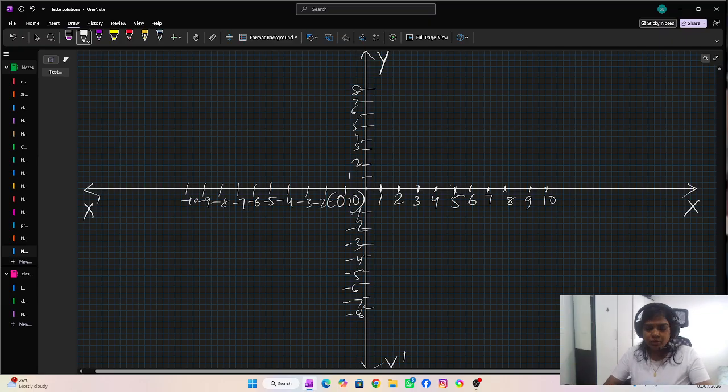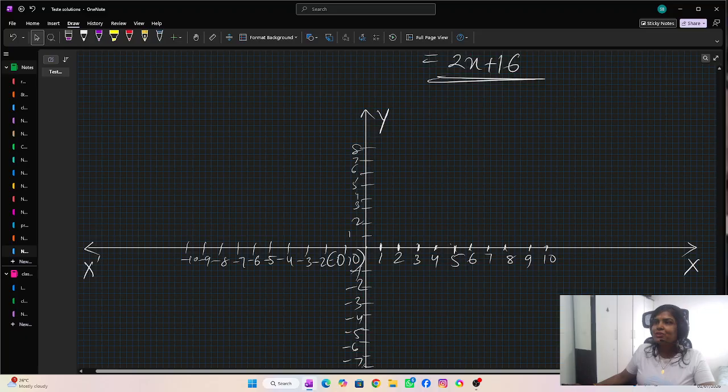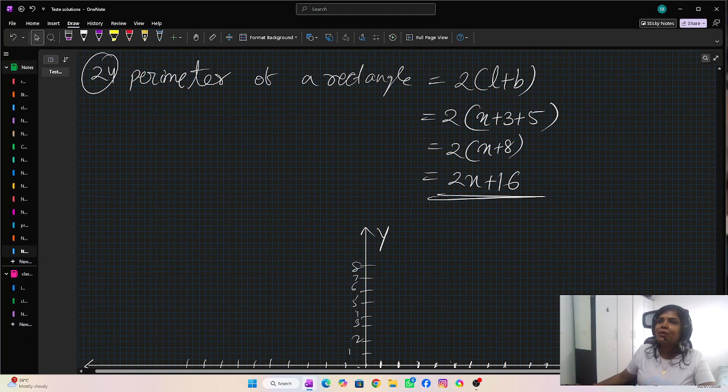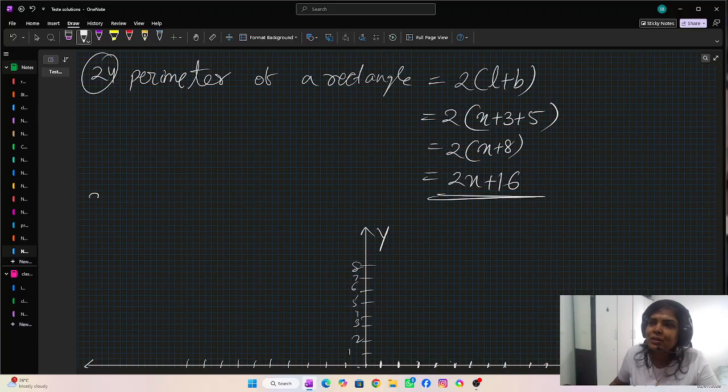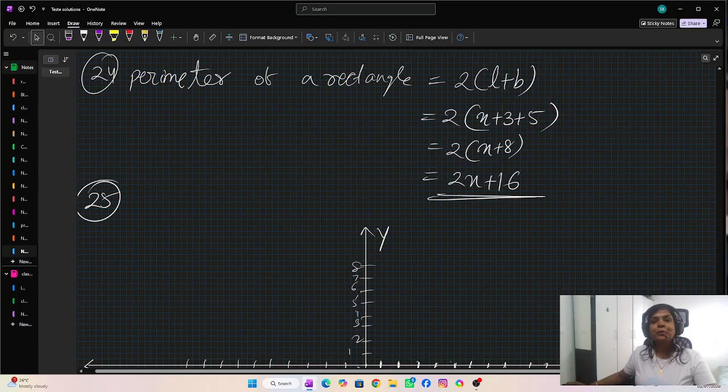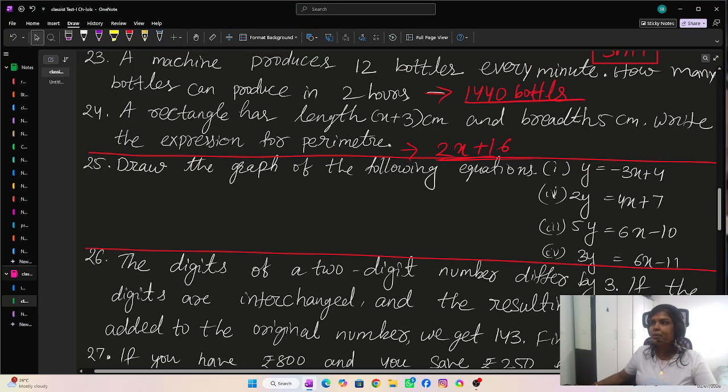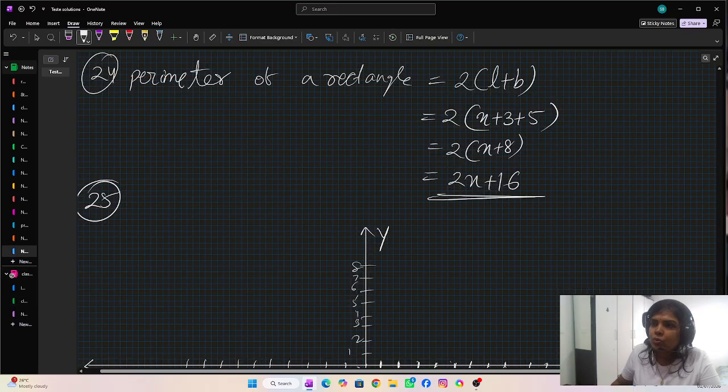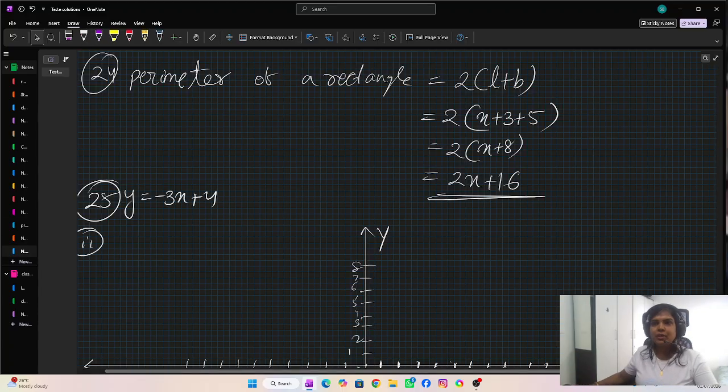Now we will find out the points. How will you find out the points? Before drawing the graph, I could have shared question number 25, the equations. From the equations we will find the points. What are the equations? Let's write the first part: y is equal to -3x plus 4. The second part also, let's write together in one graph.